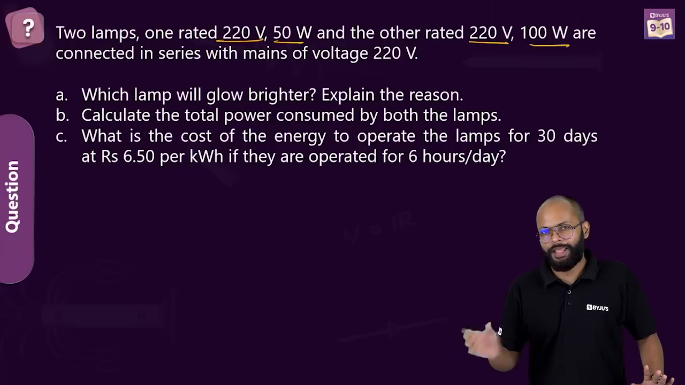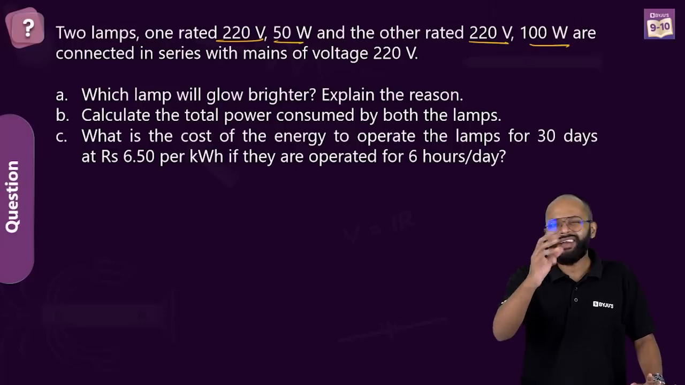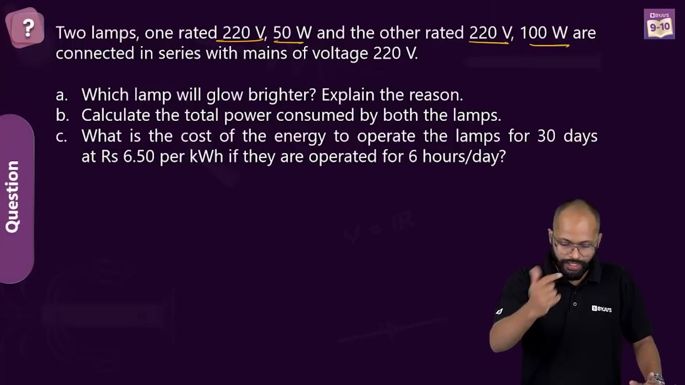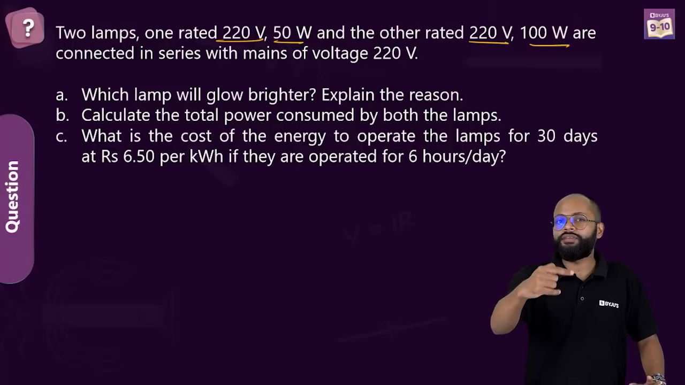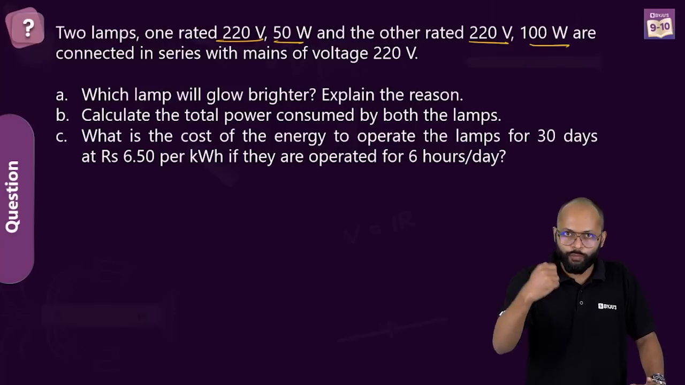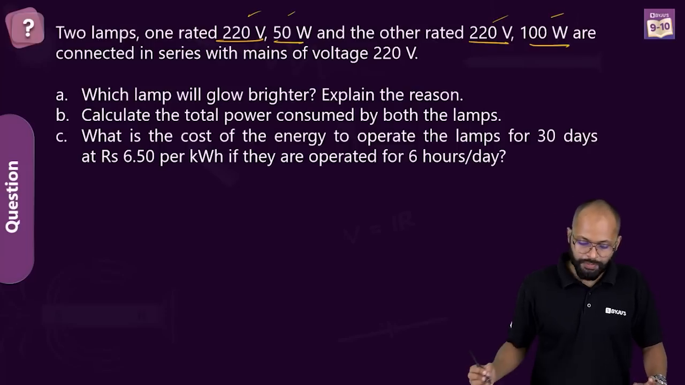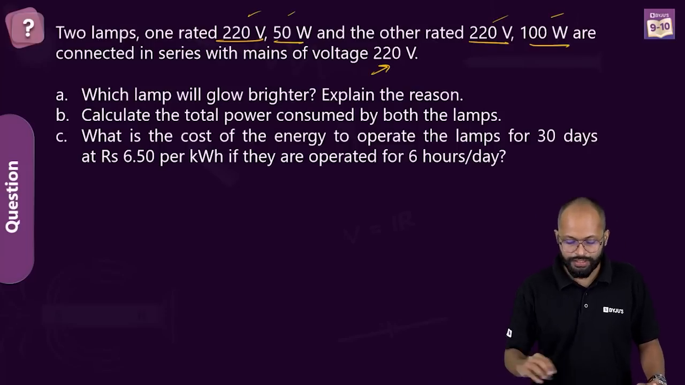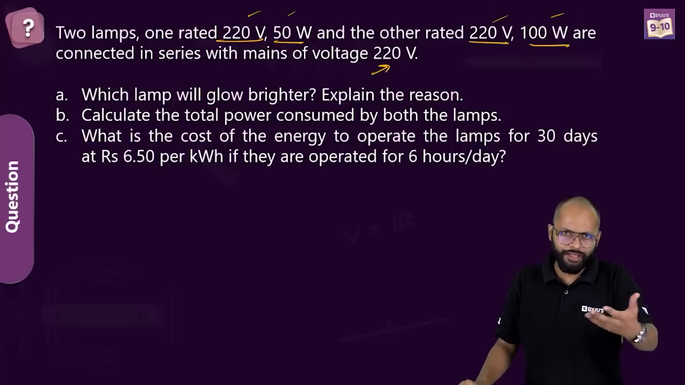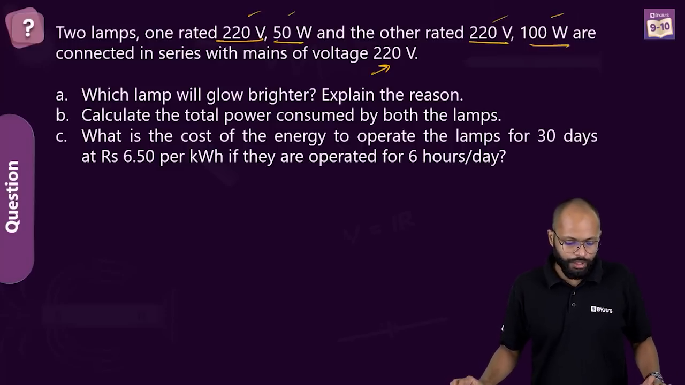Okay. What is given to you? Power ratings are given to you. All right. Fine. And what is one more thing given to you? What is the supply voltage, right? So you have two lamps of these power ratings, and this is the main supply given to them. Which lamp will glow brighter?